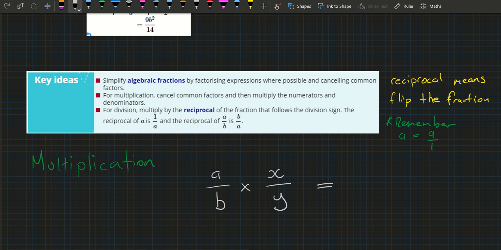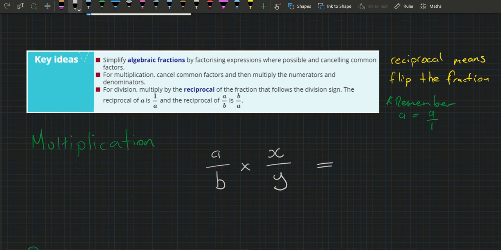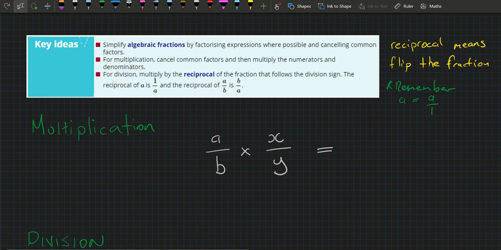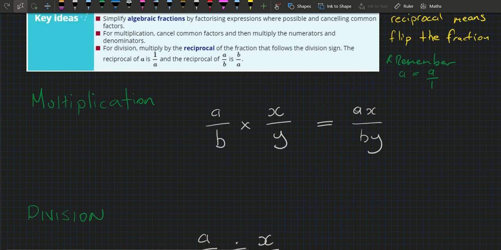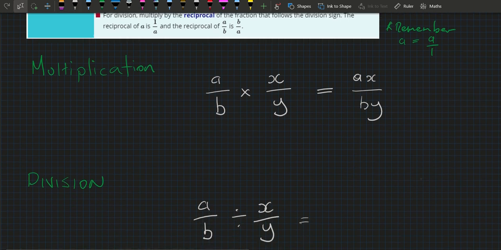Okay, so what they're talking about with the multiplication, as far as with fractions, you just multiply the numerators and then multiply the denominators. So in this case, we have A times X, so that becomes AX over BY, okay? So these two numerators have multiplied into AX and the two denominators into BY. So that's pretty straightforward.